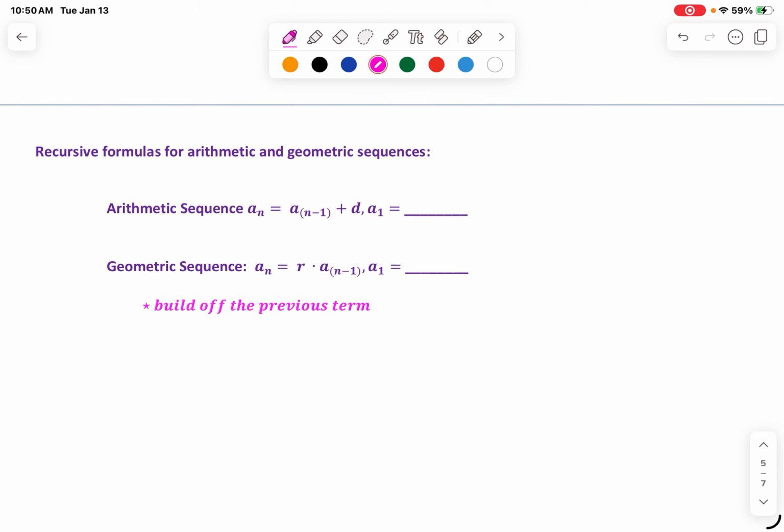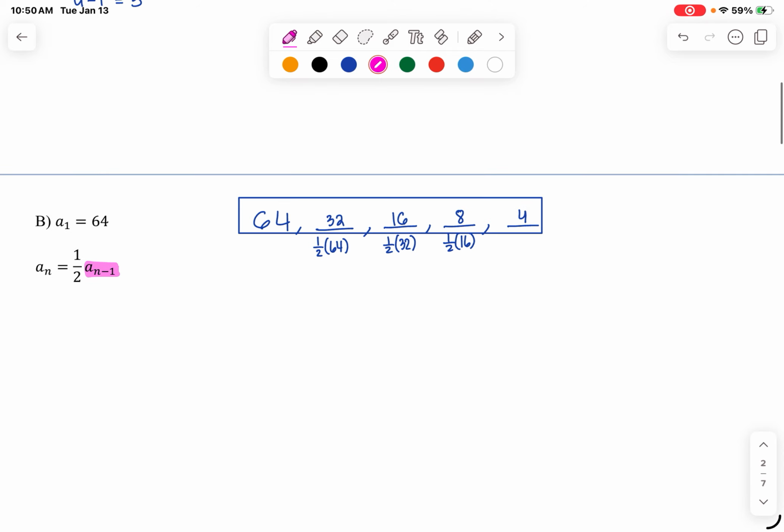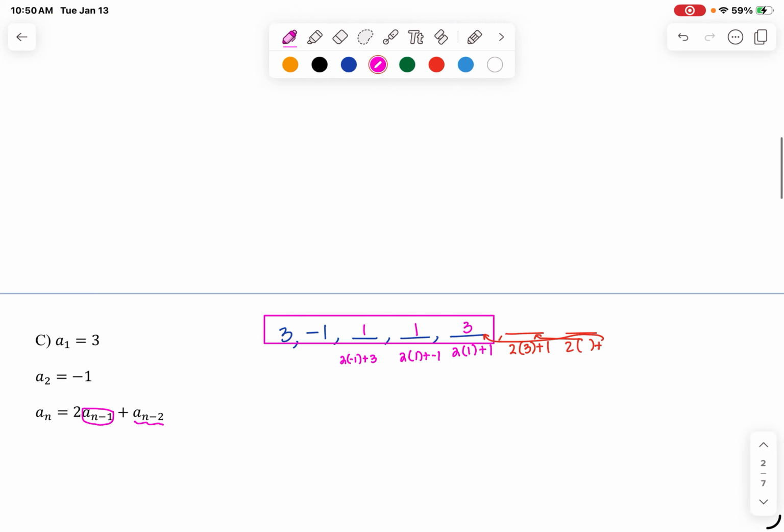Okay, so last but not least, we will write recursive formulas. We want it to look something like this or like this. A lot of ours will look like this to start, okay? Because we'll say, here's the first term, here's how you get the next term.